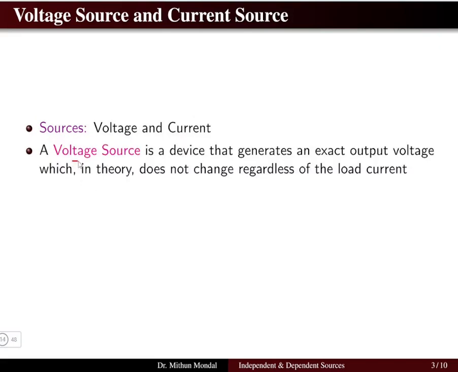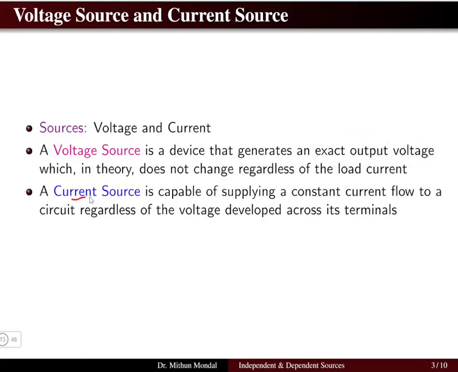Now a voltage source is basically a device which generates an exact output voltage which in theory does not change regardless of the load current. So the voltage source will generate the voltage whatever is required and it will not change irrespective of the load current. Whatever the amount of the load might be, the voltage source will produce the exact output voltage.